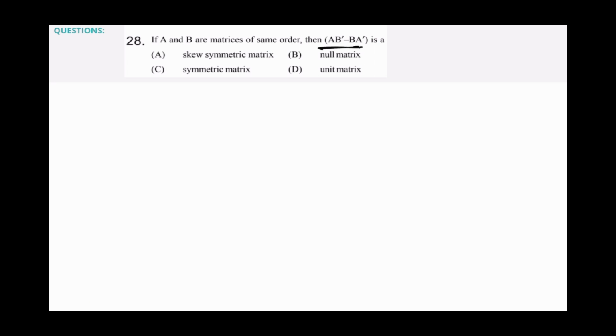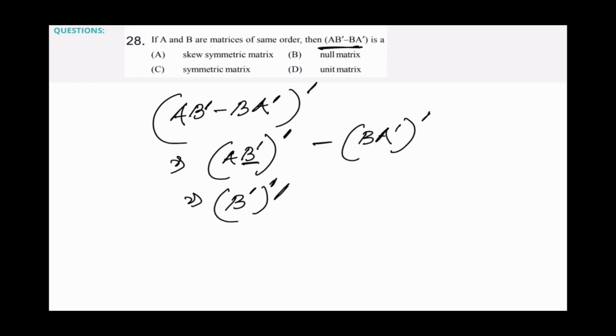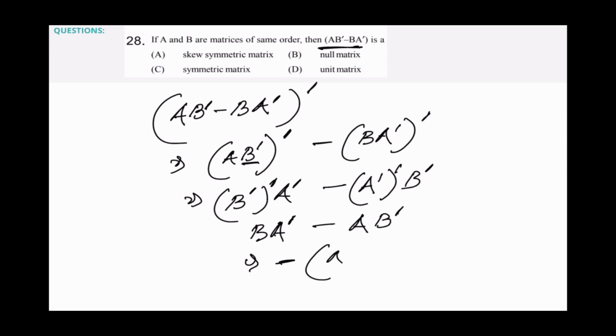Next, this question we have already done and we have put up in the concept video also. A and B are of the same order. We have to find AB transpose minus BA transpose. Directly transpose it, student. So what you will get, (AB transpose) whole transpose minus (BA transpose) whole transpose. B will come first, reversal law. So B transpose transpose A minus A transpose transpose B. So what we got? BA transpose minus AB transpose. Take a minus common. So what will we get? AB transpose minus BA transpose. So what is it? It is skew symmetric.